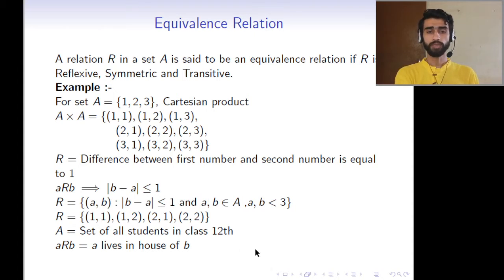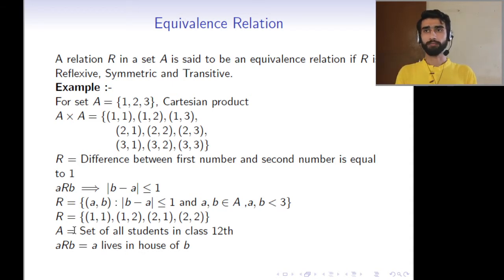Okay, now let's go further. I should have written in this A dash a separate set for which this is so. I have not written that, so I will correct that later. I'm taking another example, a family which you must be familiar with. Again, set A, the set of all students in your class, and the relation I'm defining is A lives in house of B.